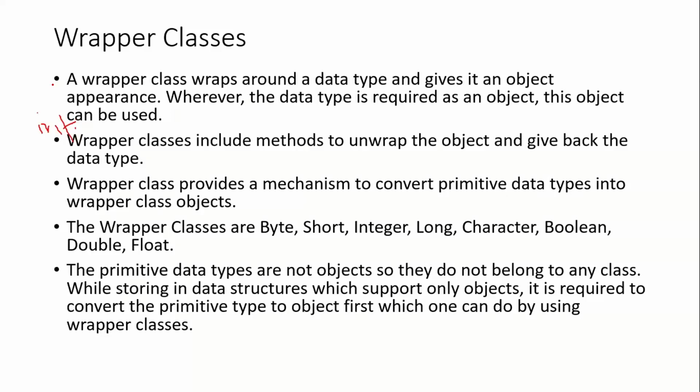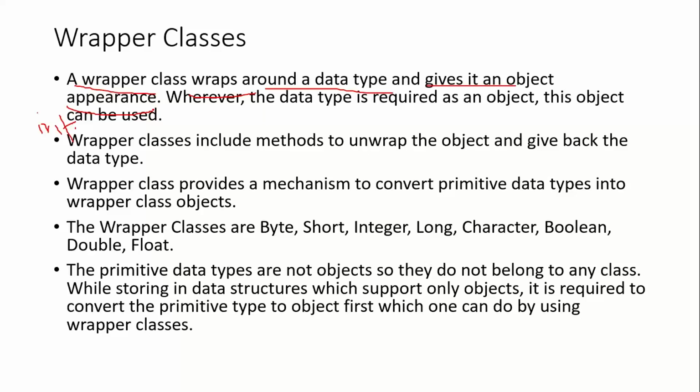So what is the purpose of a wrapper class? A wrapper class wraps around a data type and gives it an object appearance. It gives an object appearance to the primitive data type. If you take a chocolate which is directly open, it doesn't look good, or it is not that attractive for us. So what we generally do is wrap it inside a wrapper, which gives it the look of a chocolate.